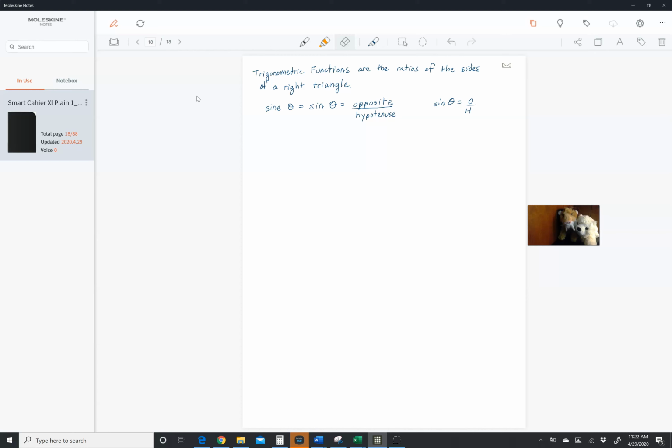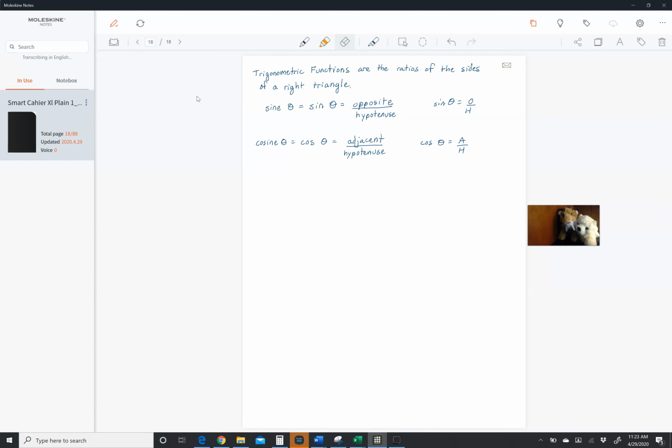Okay, by definition. Then you have cosine. So cosine is abbreviated COS. Again, you pronounce that cosine. It is just abbreviated in writing. This one is the adjacent over the hypotenuse. So this is just rewriting it. It is A over H. Okay, so typically adjacent is just A, hypotenuse is just H, opposite is just O.